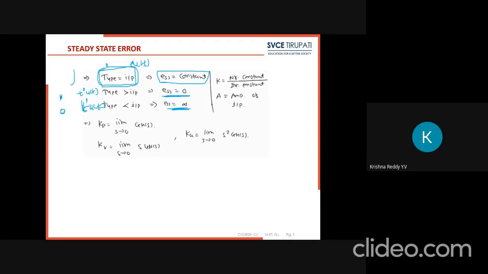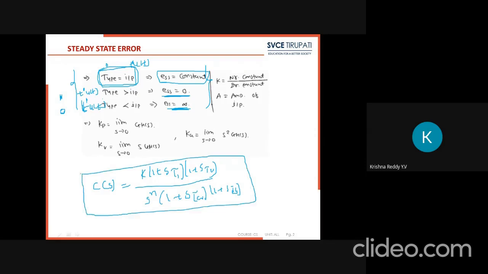How can we justify these three conditions? Suppose we have the standard system T of s equal to k into 1 plus s tau 1 into 1 plus s tau 2 divided by s power n into 1 plus s tau a and 1 plus s tau b and so on. This is the standard form of a system in time constant form.